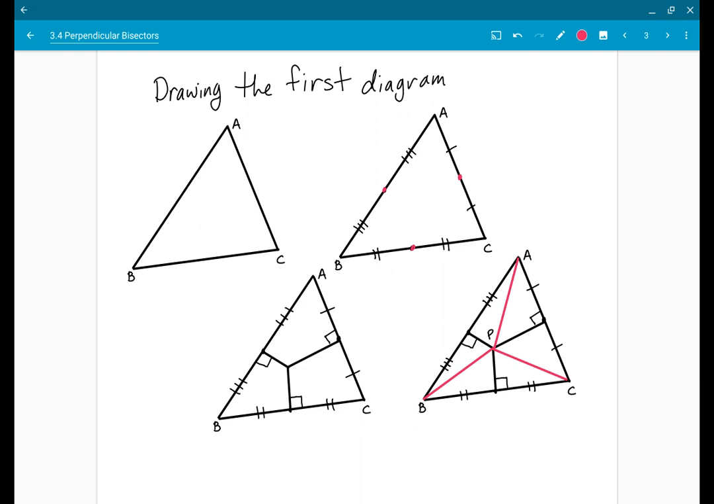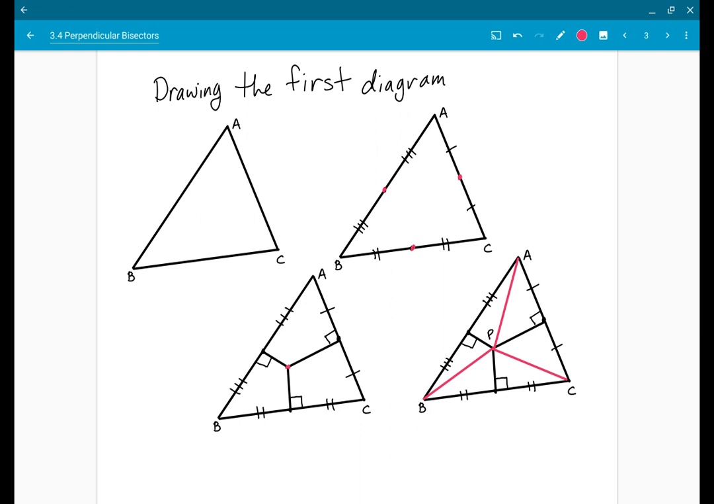And usually the first two will obviously intersect at a point. And then the third one, you can just kind of fudge it and try to get it to meet at the same exact point to show that they have a point of concurrency in the middle. So all three lines should meet at the same point. Make sure to draw in that these are perpendicular to the sides.